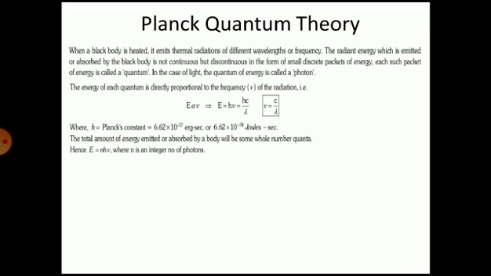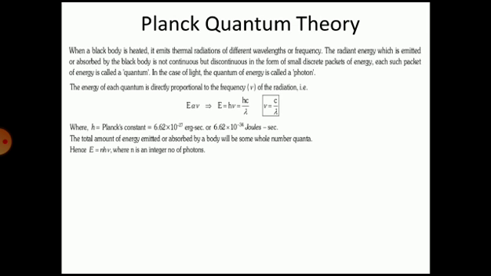Whatever energy it emits and absorbs is not continuous but discontinuous. It is in the form of small packets of energy, and each such packet of energy is called a quantum or quanta. In case of light, the quantum of energy is called a photon. So if we consider a light energy, then it is called a photon.